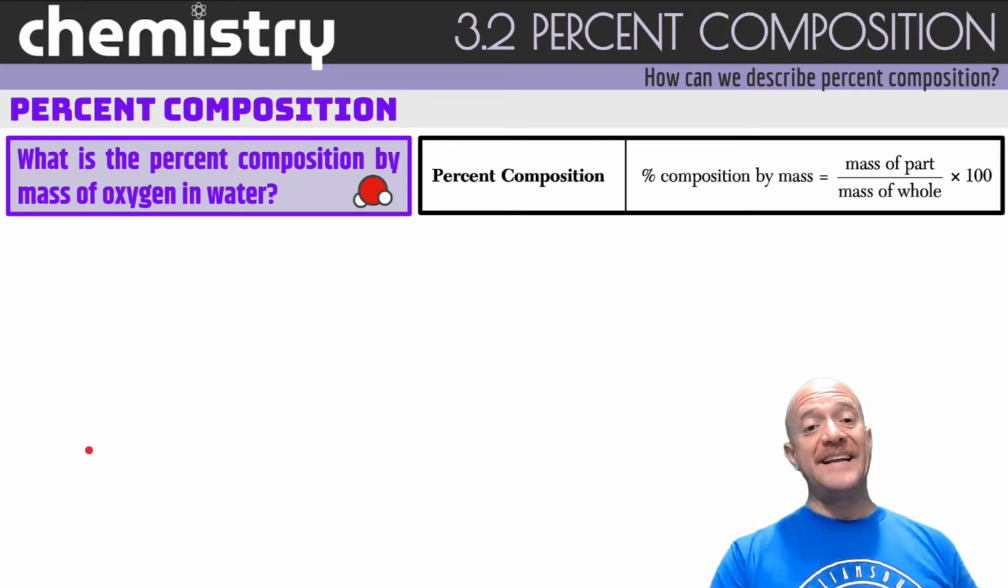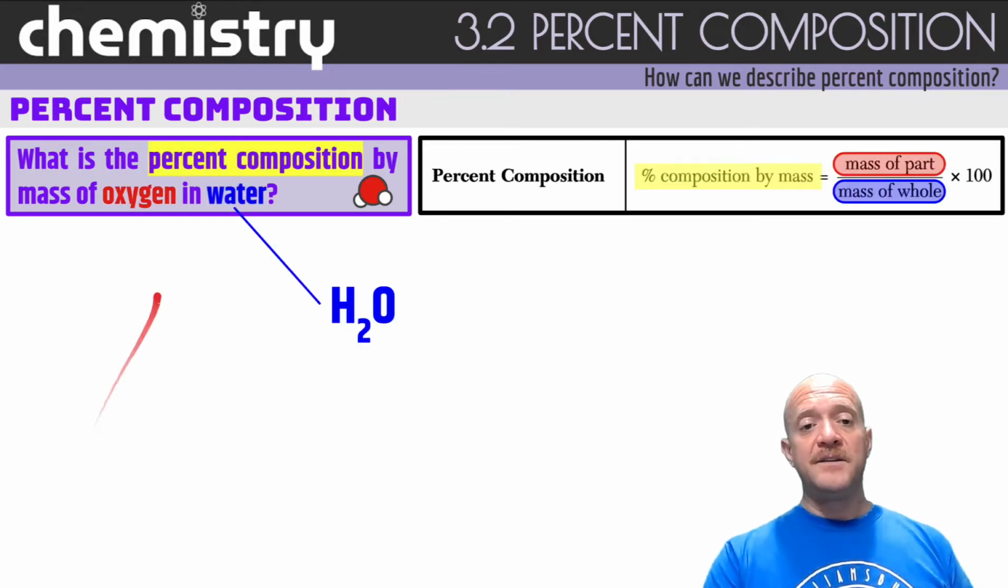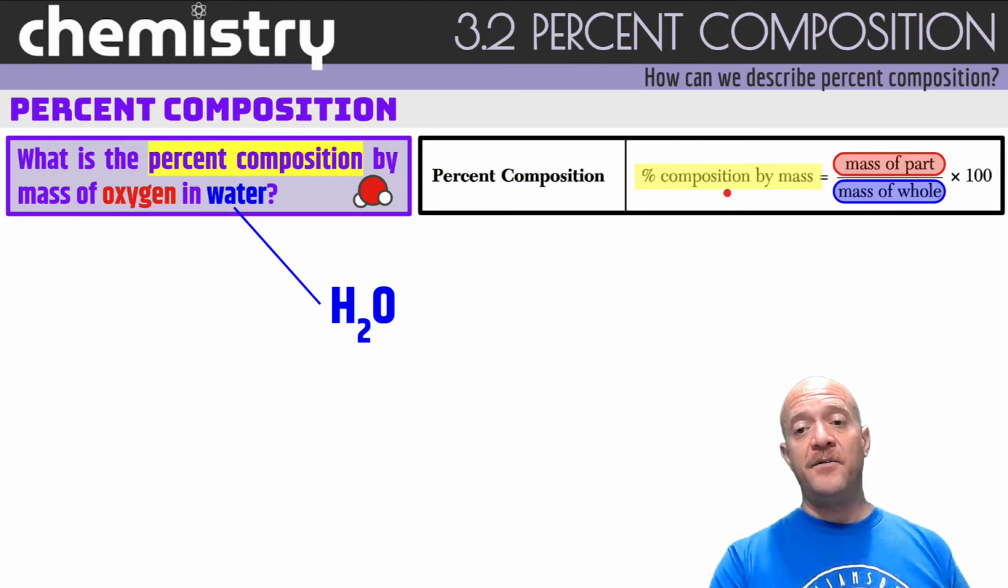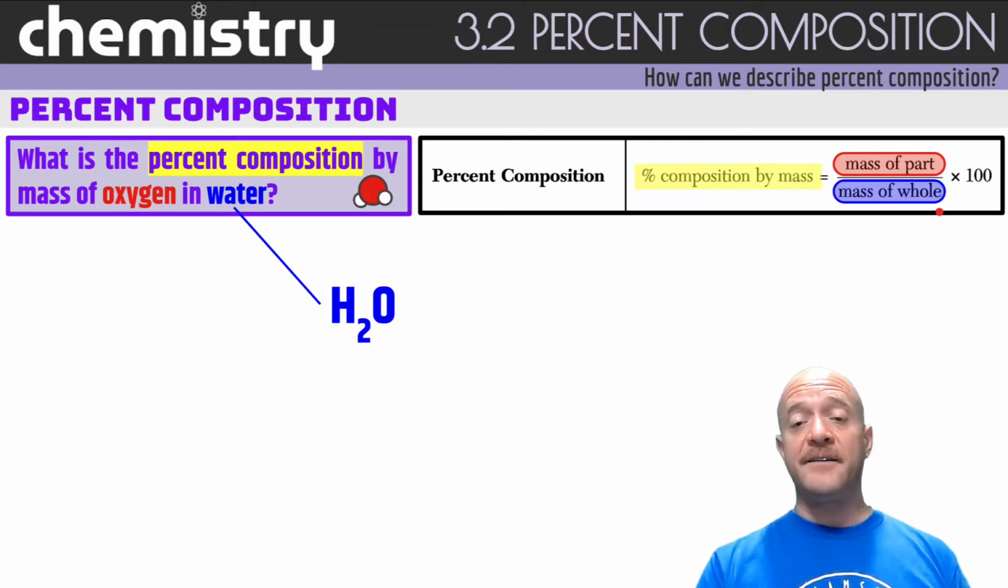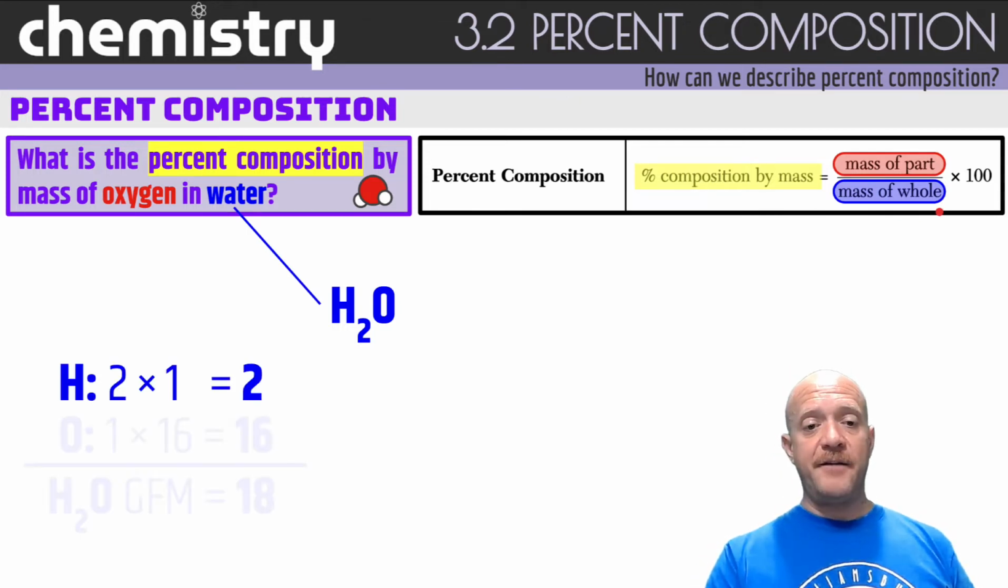So what we want to do is identify what we're given and what are our unknowns. So we are calculating or determining the percent composition, that is our unknown, that is X. Our part is the oxygen, our whole is the water. We need to calculate the gram formula mass of water. So let's do that right now.